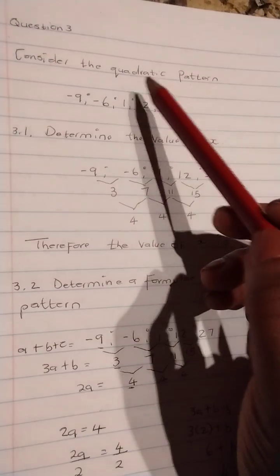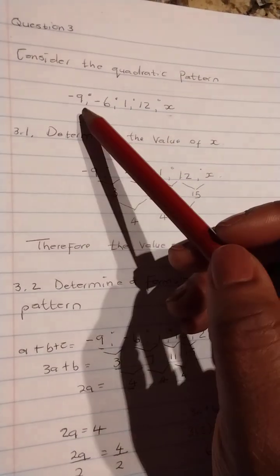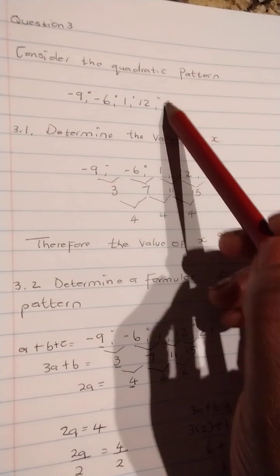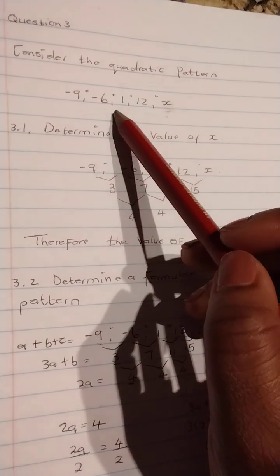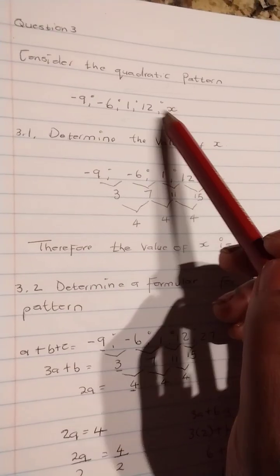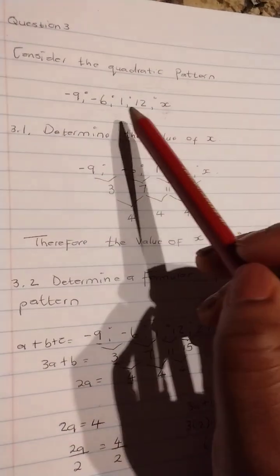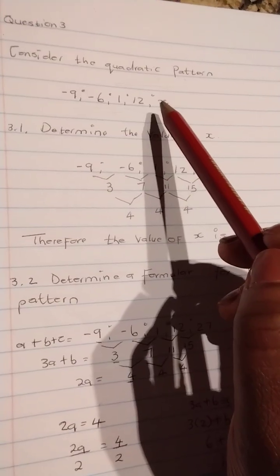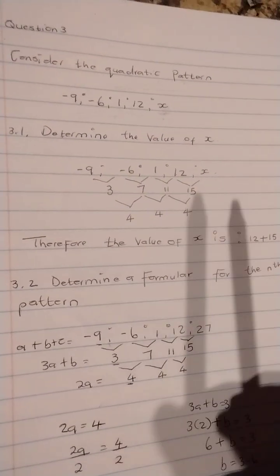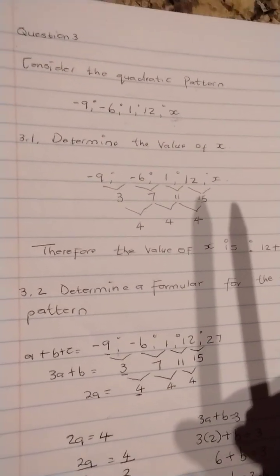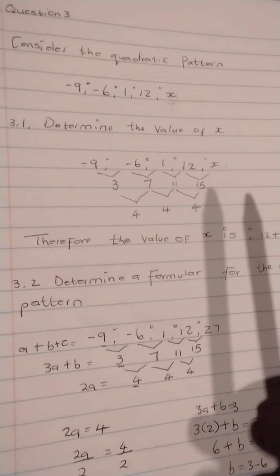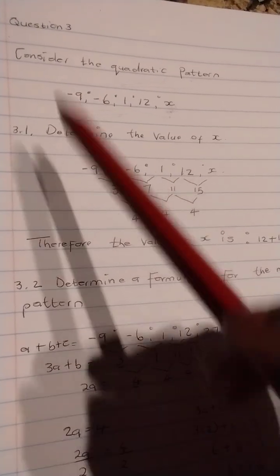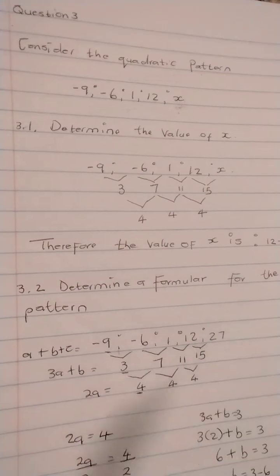And after being told that, we were also given the pattern right here. x is one of the terms of the pattern, but it's missing. Okay, we have quite a lot of numbers over here. If we can work with it precisely, we have quite a lot of information that is going to be helpful for us to answer the rest of the questions. So the first question is to determine the value of x.